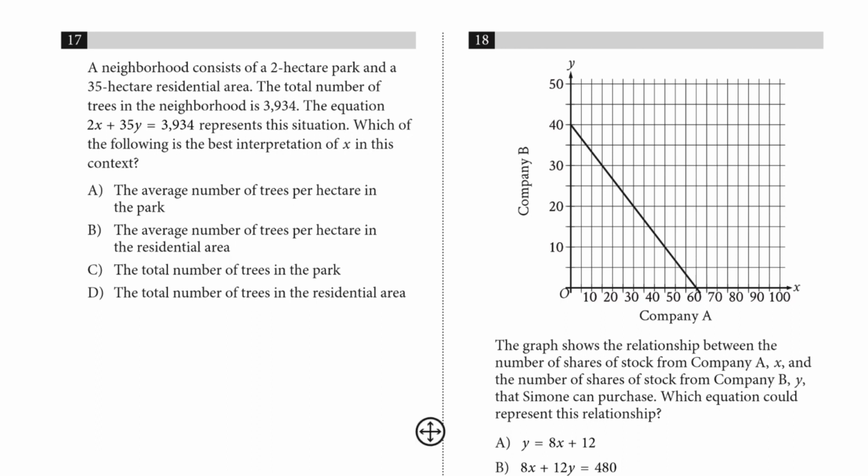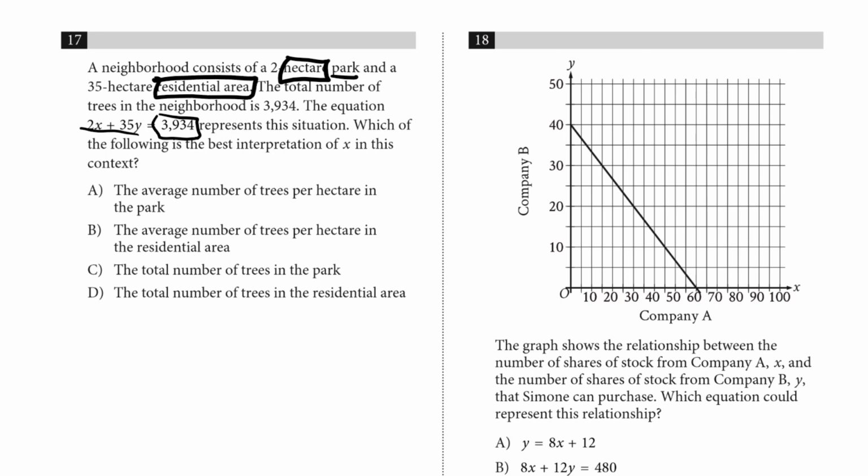We know that when we add these two terms together, this represents the total number of trees. So since we have 2 in front of x and 35 in front of y, these values must represent the average number of trees within each of these areas. The x must be the average number of trees per hectare in the park. Y must be the average number of trees per hectare in the residential area.